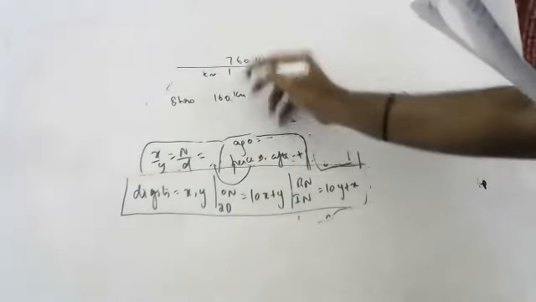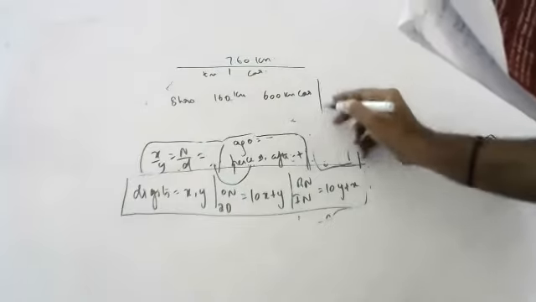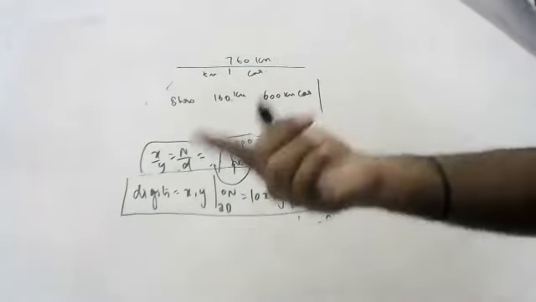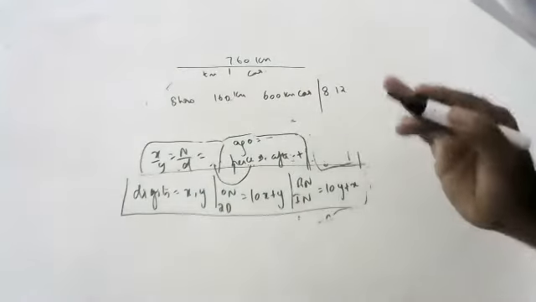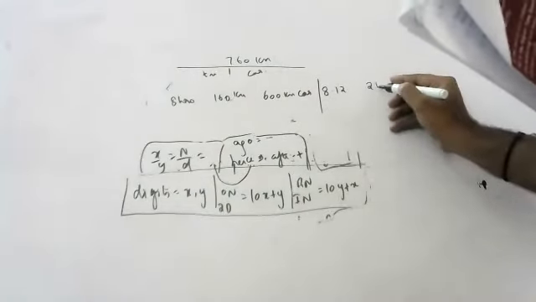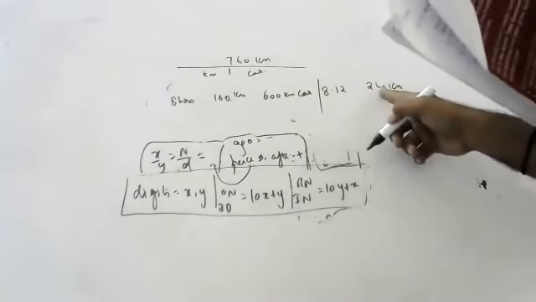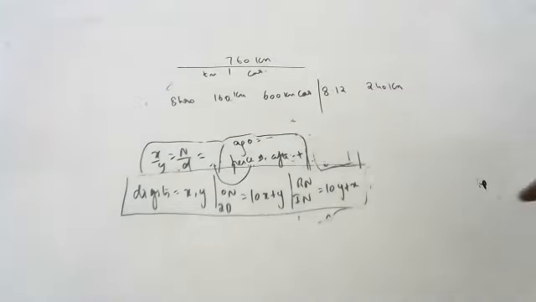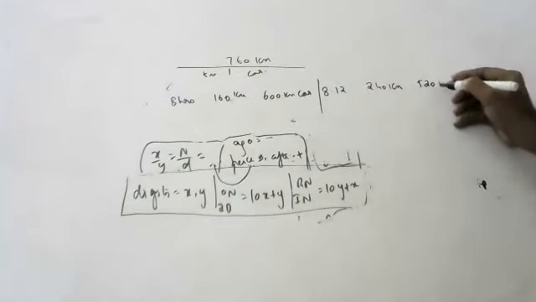760 minus 160 is how much? 600 kilometers by car. This is one condition. Other condition, he takes 12 minutes more, means 8 hours 12 minutes. I will tell how to solve that. If he travels 240 kilometers by train, 760 minus 240 is how much? 520. 520 kilometers by car.